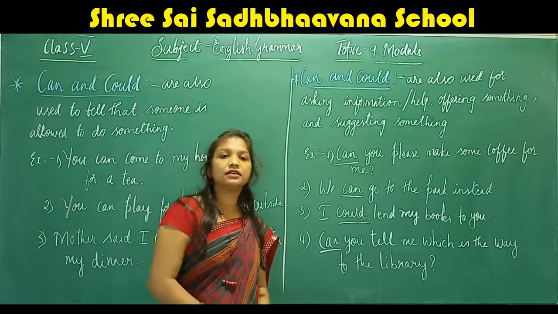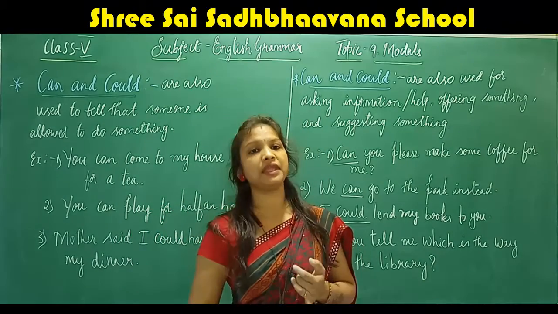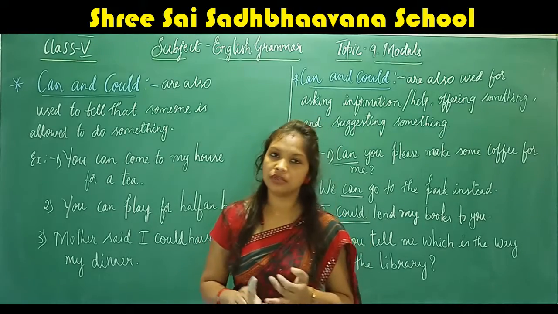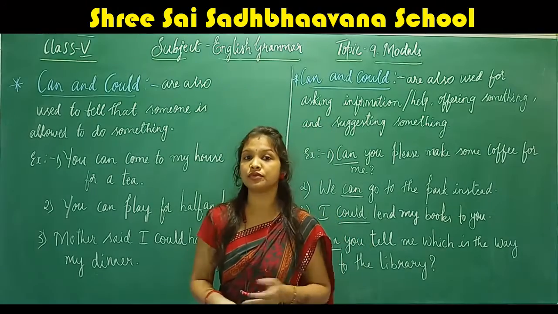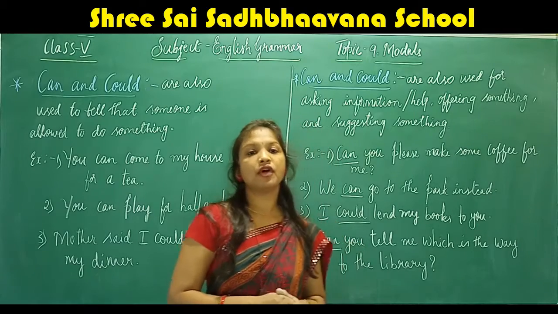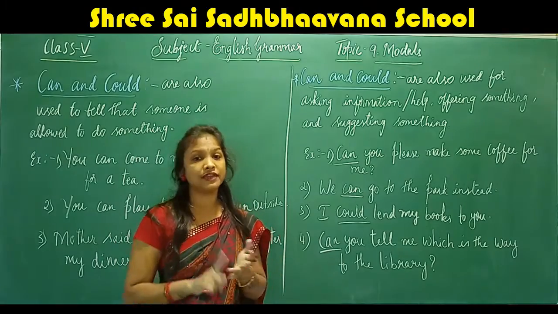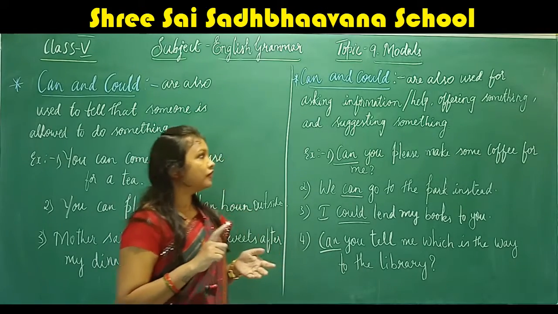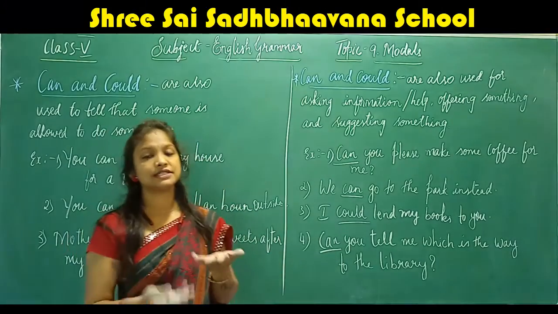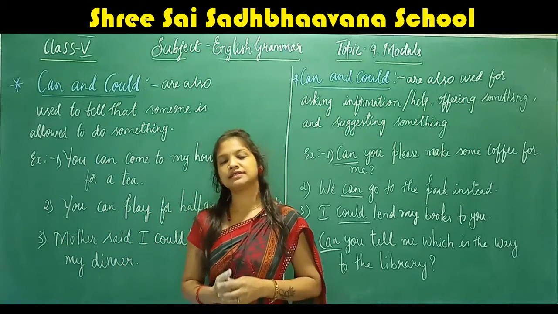Understood, children? Can and could are used to tell that someone is able to do something, and can and could are used to tell that someone is allowed to do something, and can and could are also used for telling the information and for offering help and for offering something or for suggesting something. Next, we will move on to the next modals.